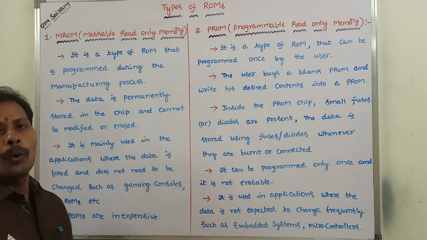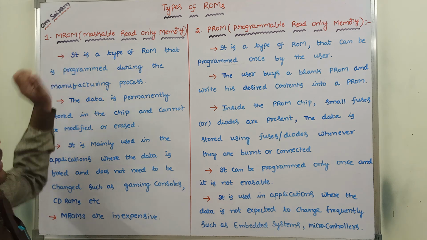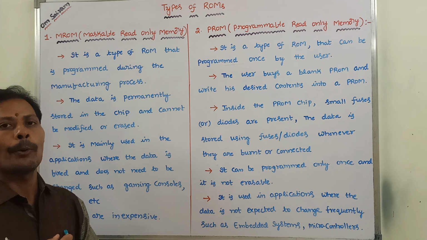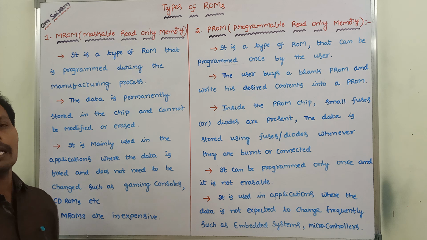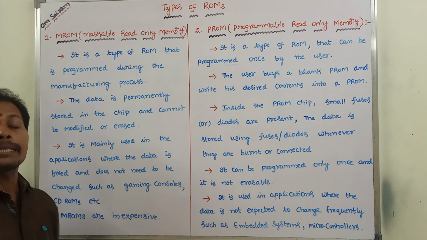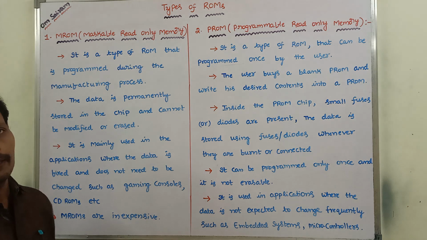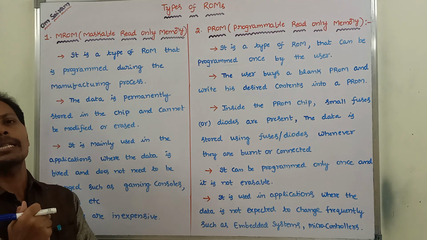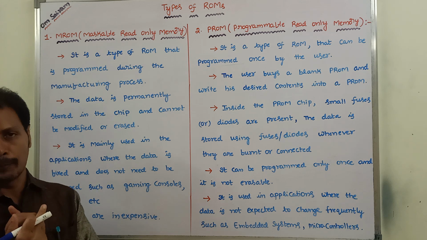Now we can go for explanation of types of ROMs. The first one is MROM. MROM stands for maskable read-only memory. The first point is it is a type of memory that can be programmed during the manufacturing process. What that means, while they are manufacturing the MROM, we can write the data into the MROM.